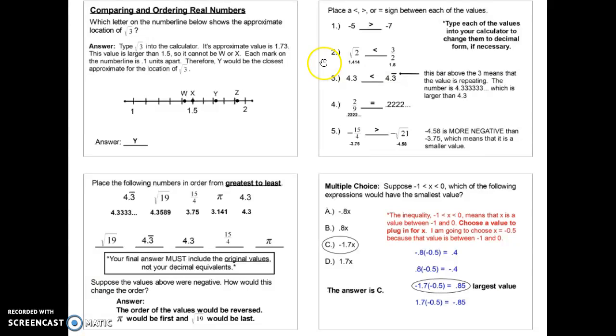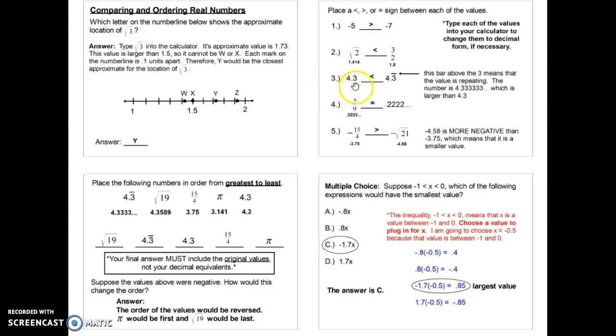In number 2, we have the square root of 2 and 3/2. Now, both of those you're going to need to type into the calculator and get the approximate decimal value of it. So the square root of 2 is going to give you 1.414, and 3/2 is 1.5. Okay. So now we're just comparing those two values. 1.414 is less than 1.5. Okay, so that means the square root of 2 is less than 3/2.